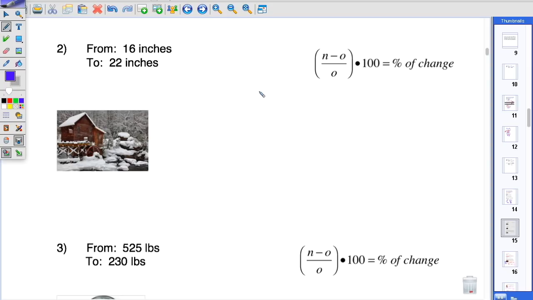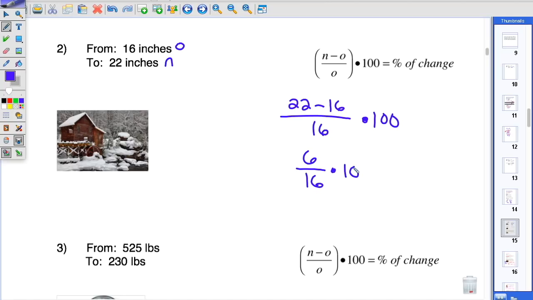Number 2, from 16 inches to 22 inches. So this example could be used when we're comparing snow from last year to this year. So the old would be the 16 inches, the new would be the 22 inches. Copy down the formula. So substitute into the formula. The new is 22 minus the old is 16, and we put that over 16, multiply by 100. 22 minus 16 is 6 over 16, times it by 100.